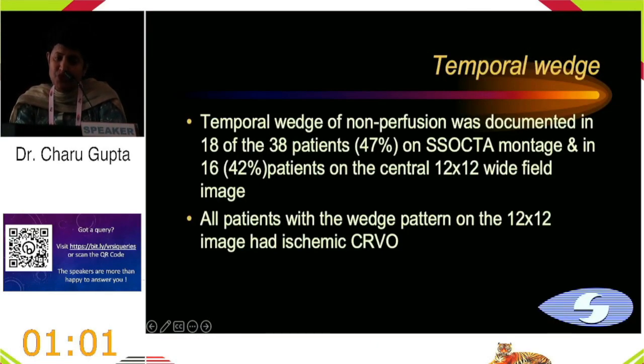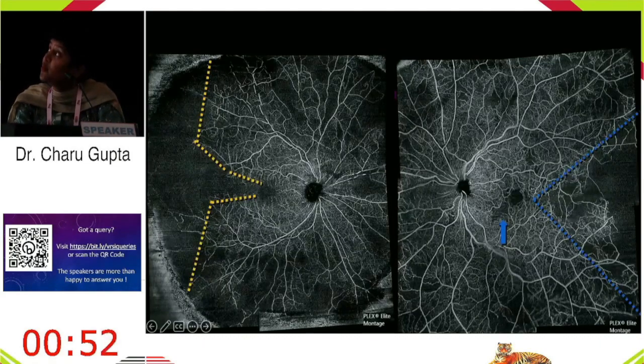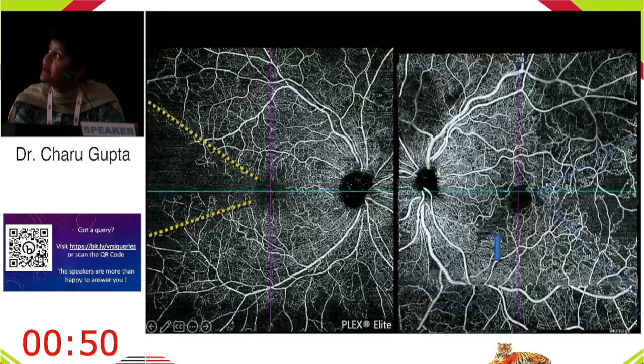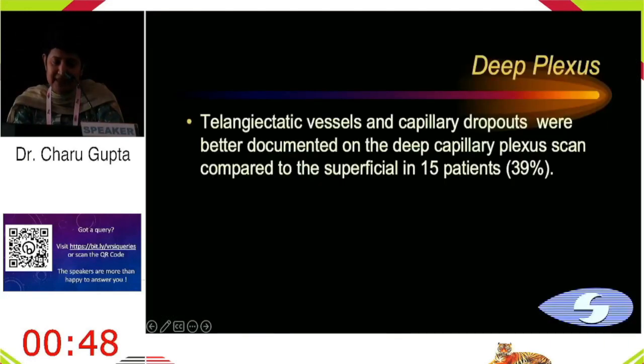The temporal wedge was documented in 18 of the 38 patients on the SS-OCTA montage and in 16 of them on the 12x12. So this is what you see. And then on this 12x12, you can see the same wedge pattern that is coming up.